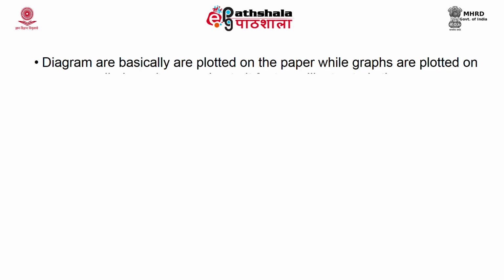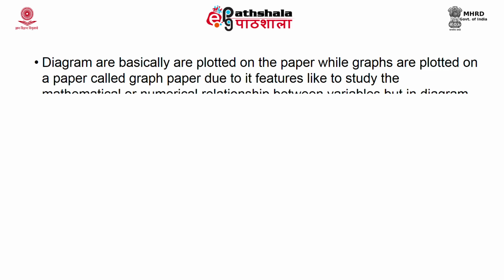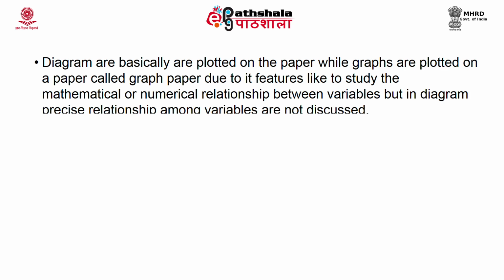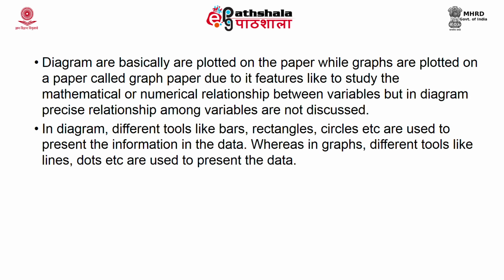Diagrams are basically plotted on plain white paper, while graphs are plotted on a paper called graph paper, due to its features, like to study the mathematical or numerical relationship between variables. In diagrams, precise relationships among variables are not discussed. In diagrams, different tools like bars, rectangles, and circles are used to present the information in the data, whereas in graphs, different tools like lines, dots, etc. are used to present the data.